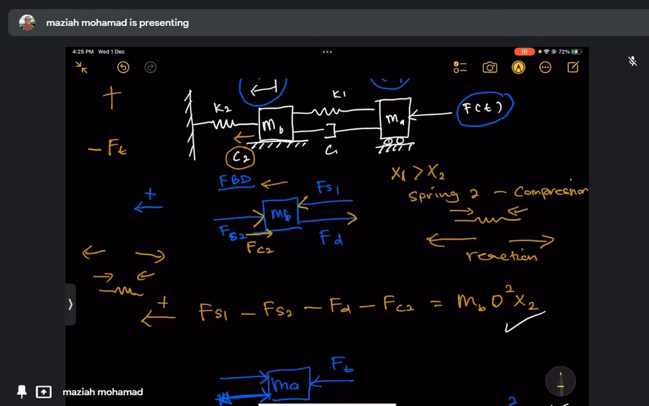So that's why we consider the damper. We try to oppose that movement. Okay, the damper tries to oppose that movement.